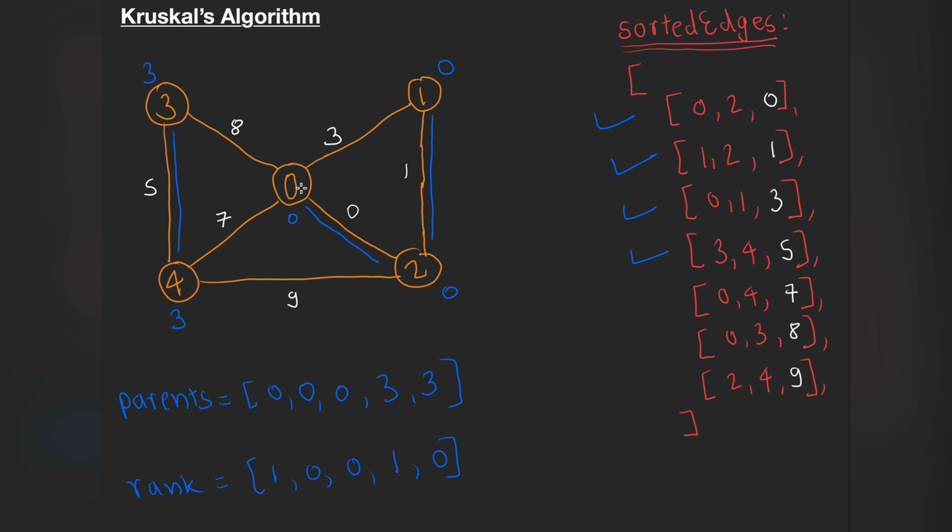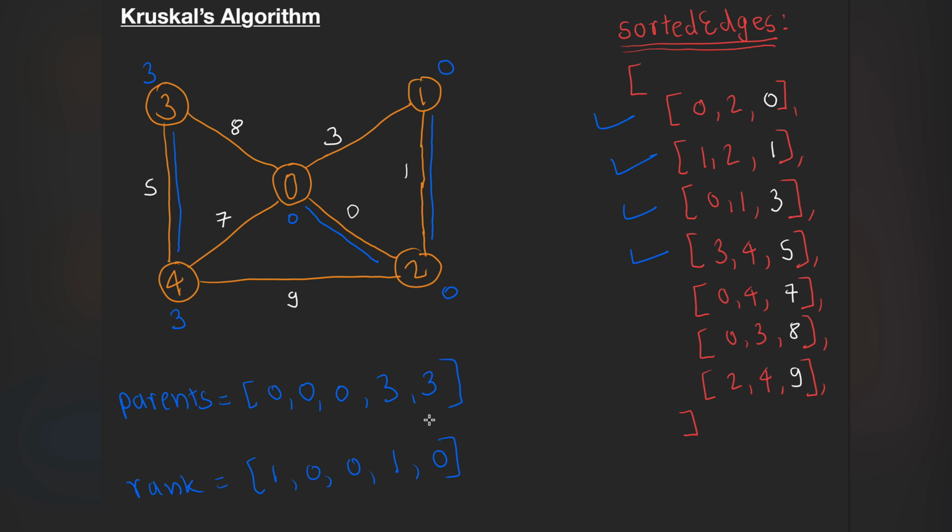This edge connects vertex 0 and 4. Parent of 0 is 0. Parent of 4 is 3. Rank of 0 is 1. Rank of 3 is also 1. So it does not matter which one becomes the new parent of the overall subset.